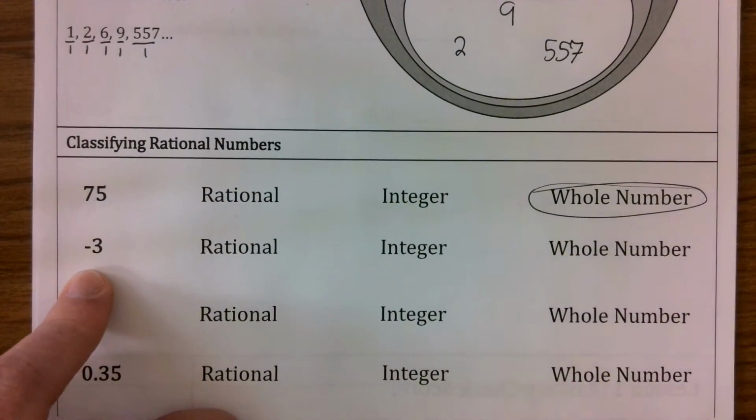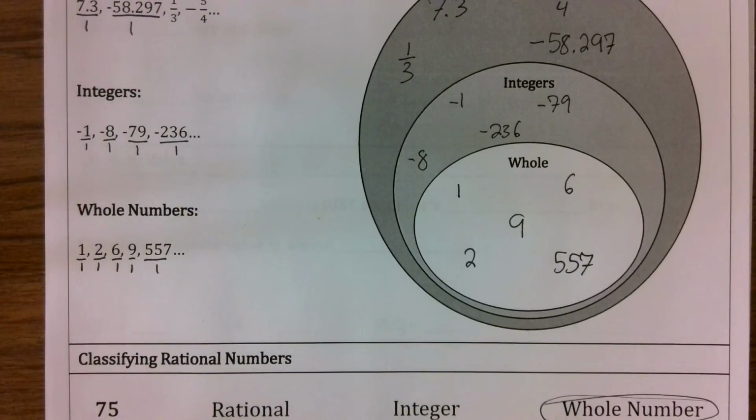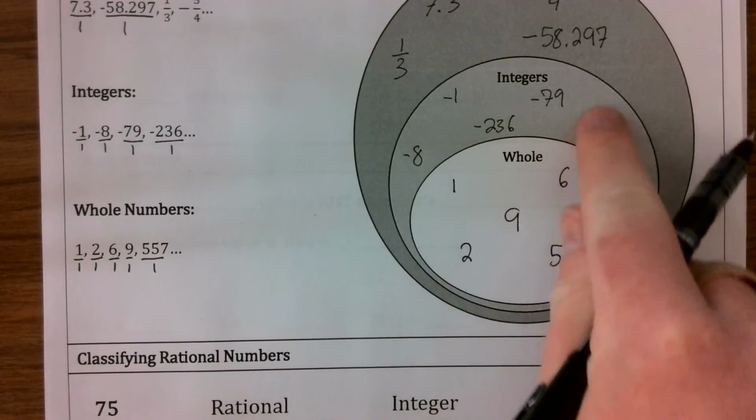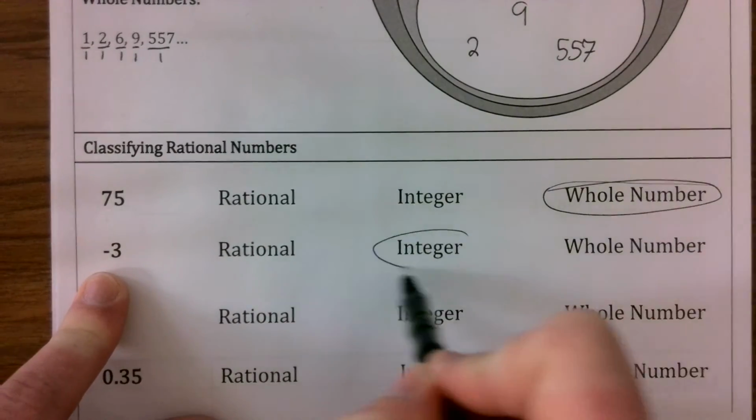So the next example of negative 3. It doesn't have a decimal, but it is negative. It looks an awfully lot like an integer. So negative 3, I would say, is an integer.